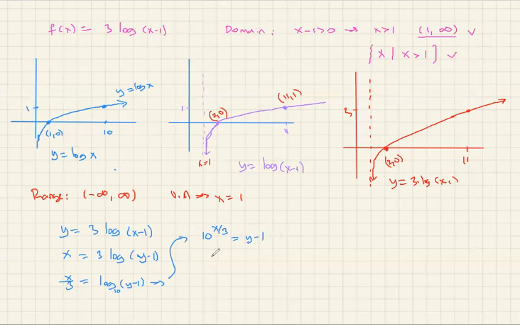If you add 1 to both sides, you will get y equals 10 to the x over 3, plus 1. And this function will be the inverse of the function that we started with, which was this guy. So if I say what would be f inverse of x, then I will say that's equal to 10 to the x over 3, plus 1.